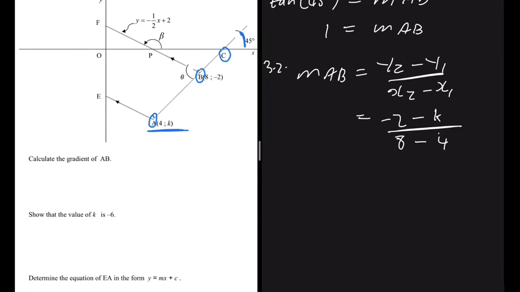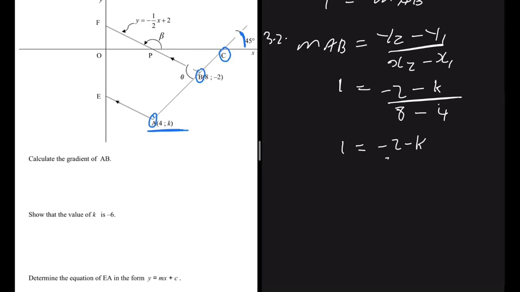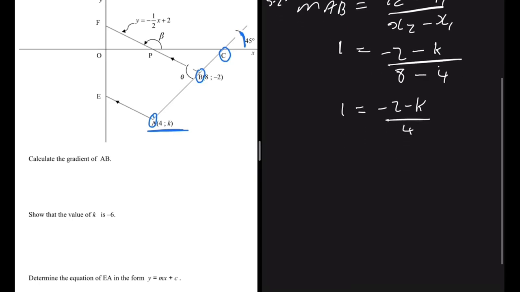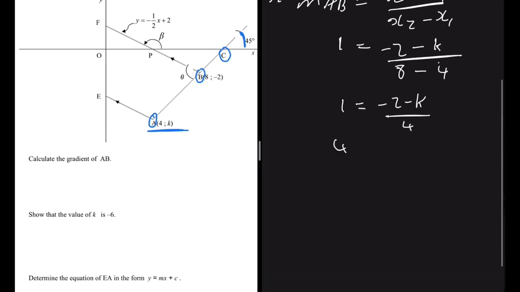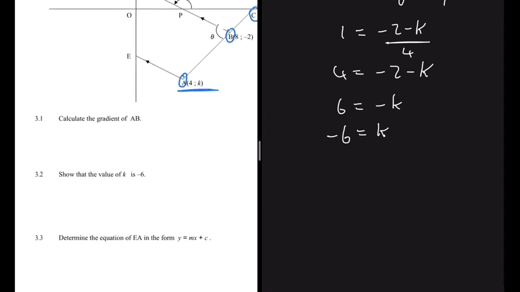And then we know that m of AB is 1. That is the gradient, right? So we have 1 is equal to minus 2 minus k divided by 8 minus 4. 8 minus 4, that is 4. We cross multiply, we get 4 is equal to minus 2 minus k. Take minus 2 to the other side, you get 6 is equal to minus k. Divide both sides by minus 1, so minus 6 is equal to k. And that is exactly what we are asked to show.